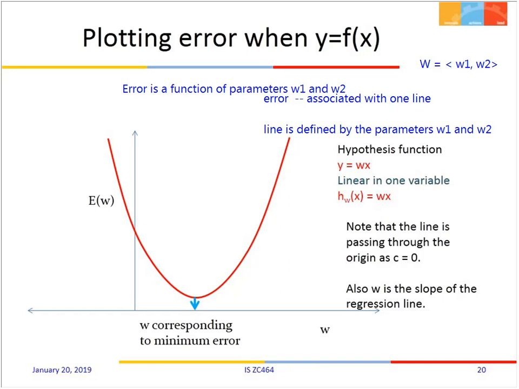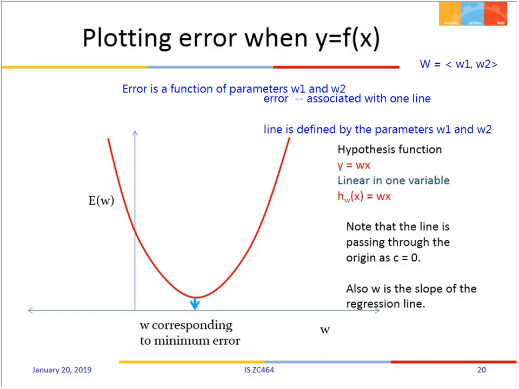So let me remove one parameter, the intercept, and just take only the slope as the necessary parameter. Then I have y equals wx. So my equation of line will be simply y equals wx in place of y equals mx. So here I have an error which is dependent on this slope.